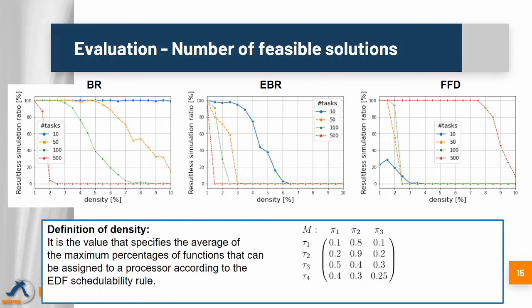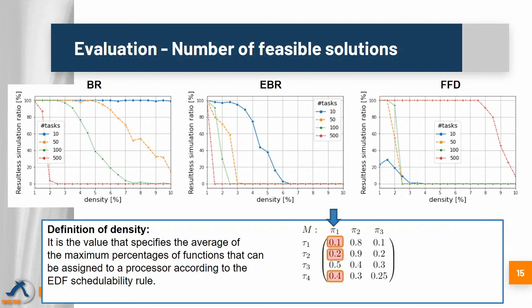And the definition of this value is the following. It is the value that specifies the average of the maximum percentages of the functions that can be assigned to a processor according to the EDF schedulability. I know it's quite complex, so let's see an example. Let us assume that we have a utilization matrix like this.